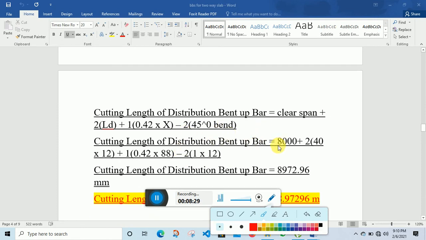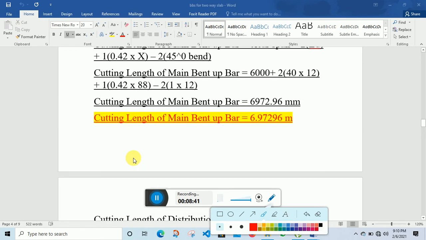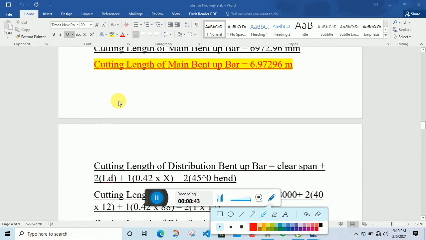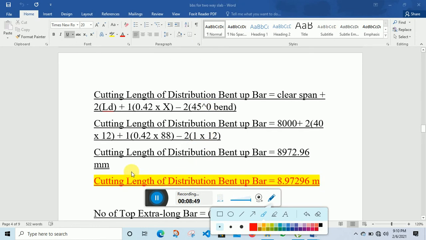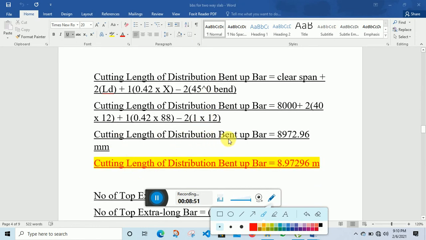So 8000 is the length, 2 and 2 is 4, 40 multiplied by d. This is 40 multiplied by d for development length, plus 1 into 0.42 is the constant, multiplied by x, and minus 2 into 1 multiplied by d for the 45 angle bend. So cutting length of distribution bar is equal to 8972.96. When I divide this by 1000, I will get the value in meter.